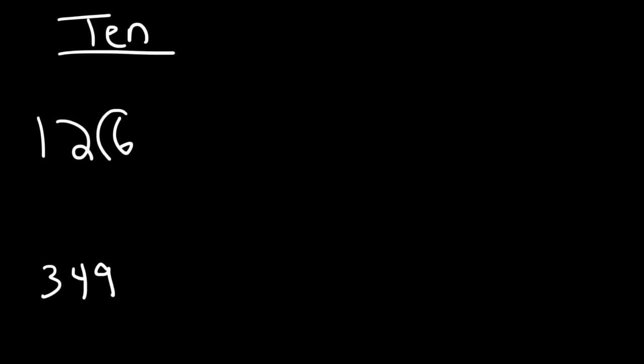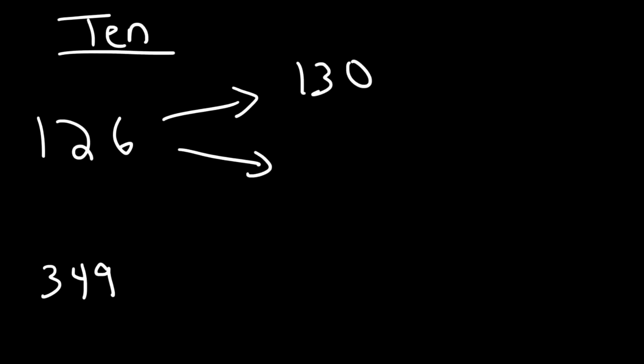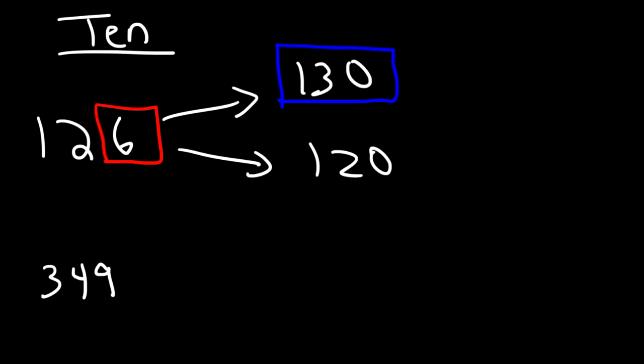126 and 349. Go ahead and round it to the nearest 10. So here is the tens place. We either keep it 2 or we round it up to 3. This is going to turn to a 0. So either it's going to be 130 or 120. Which one is it? Well, looking at 6, 6 is in the category of 5 or more. So therefore, we need to round up to 130.